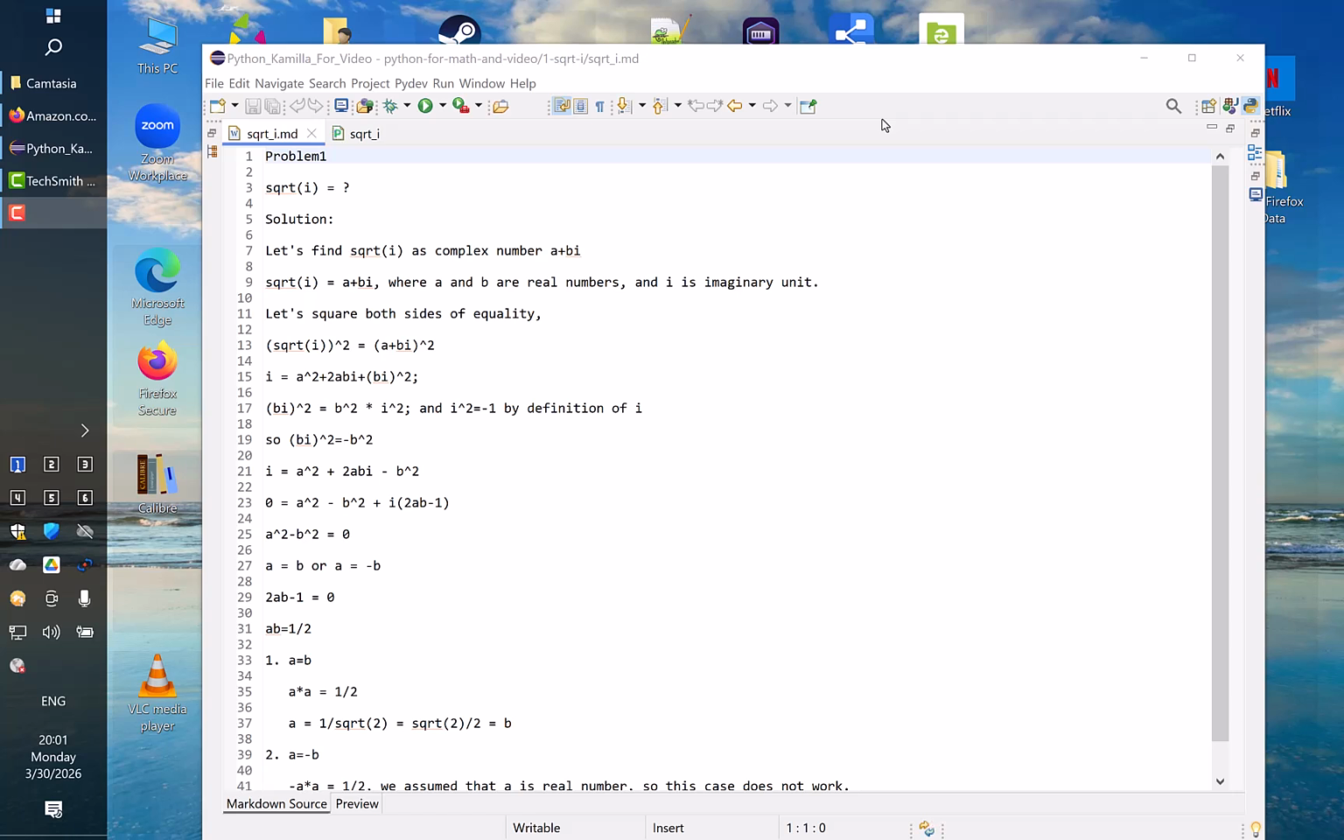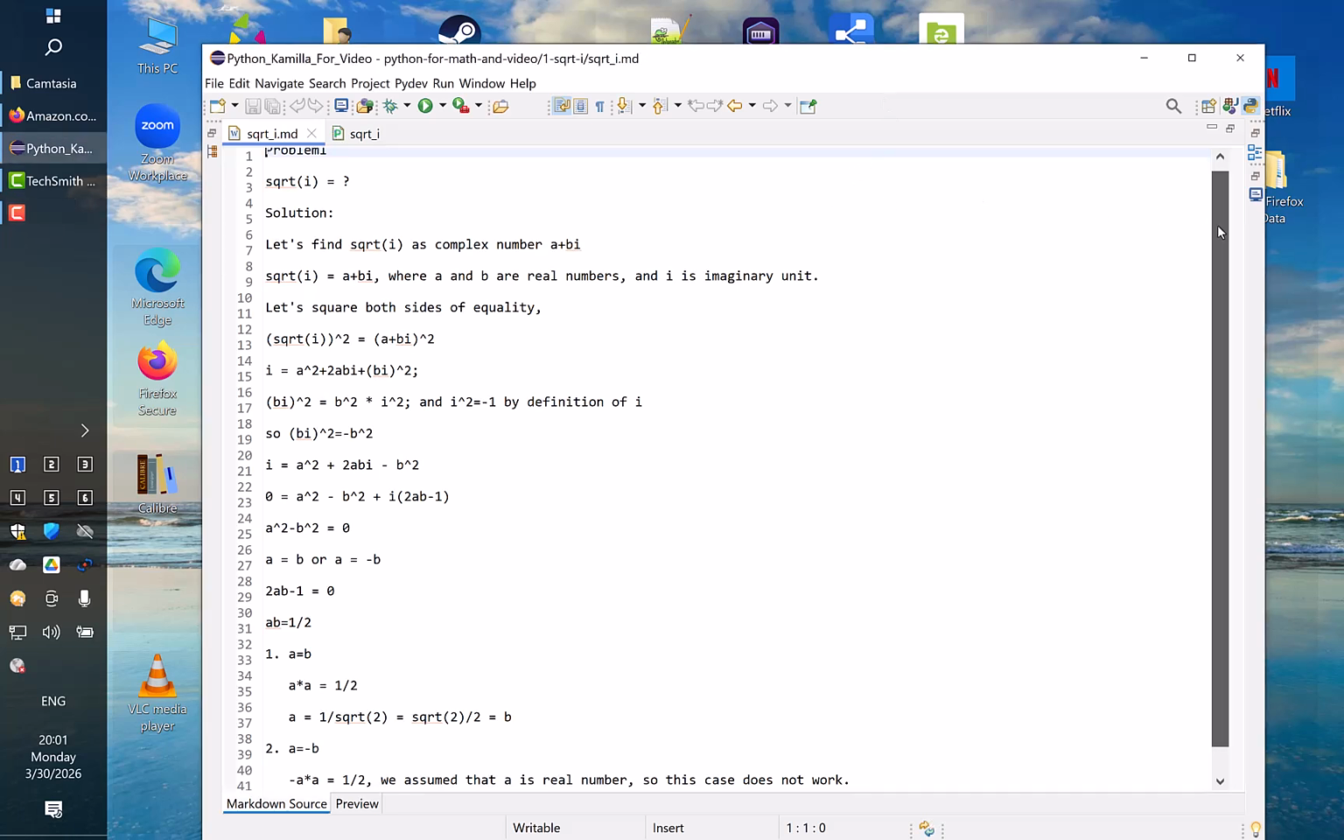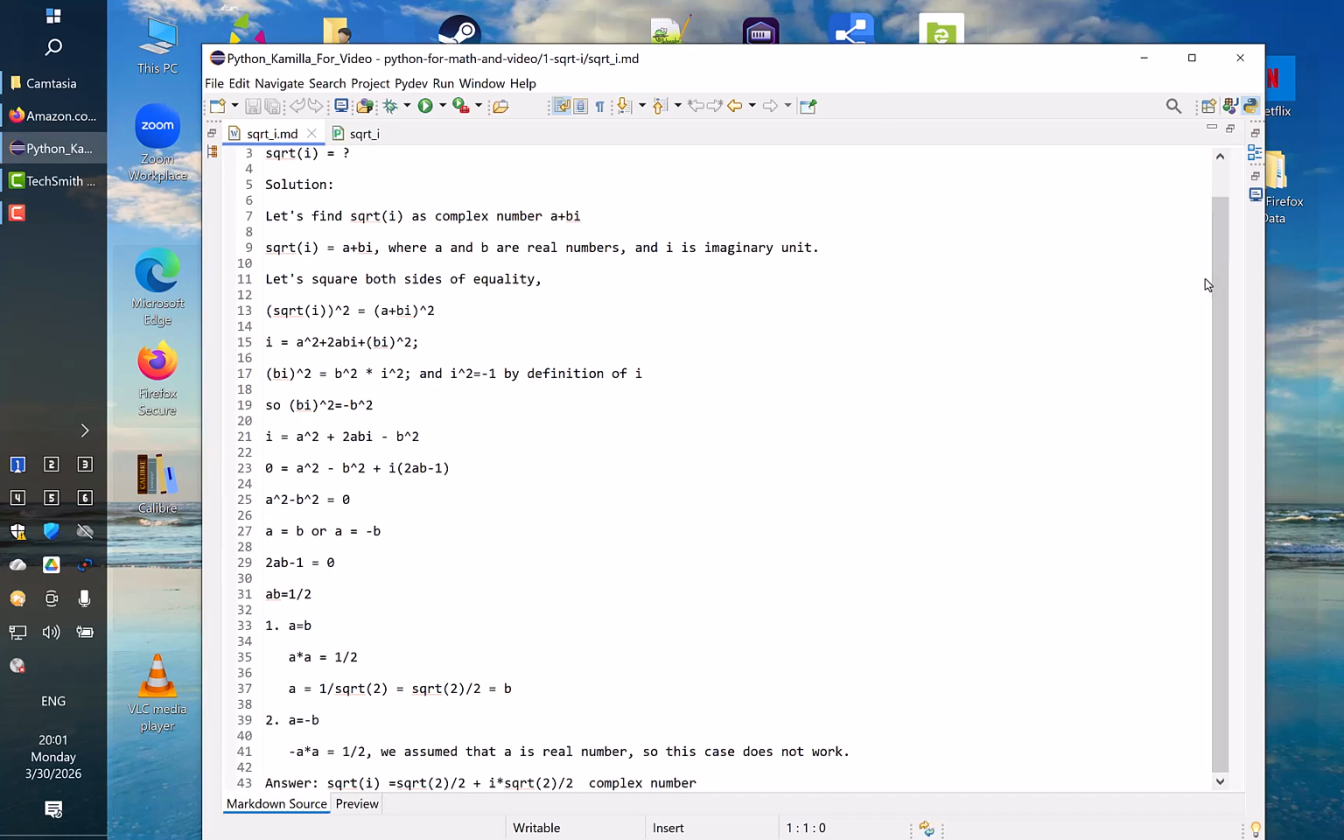So consider the first case, a equal to b. a squared is equal to 1 over 2. You have a equal to 1 over square root of 2, the square root of 2 divided by 2, and that is equal to b.